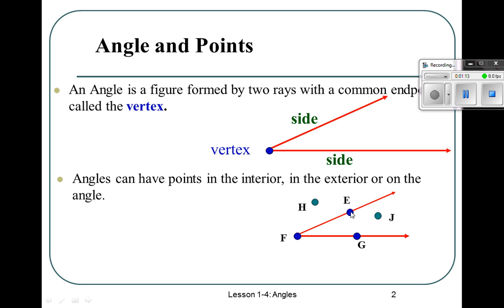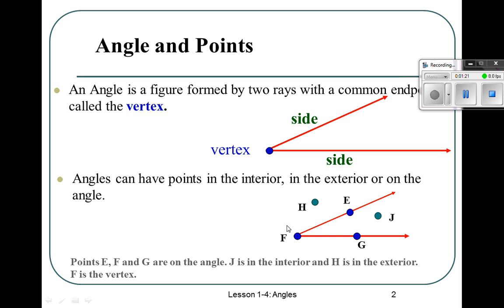On the angle, interior, and exterior. Points E, F, and G are on the angle, J is in the interior, and H is in the exterior. F is the vertex.